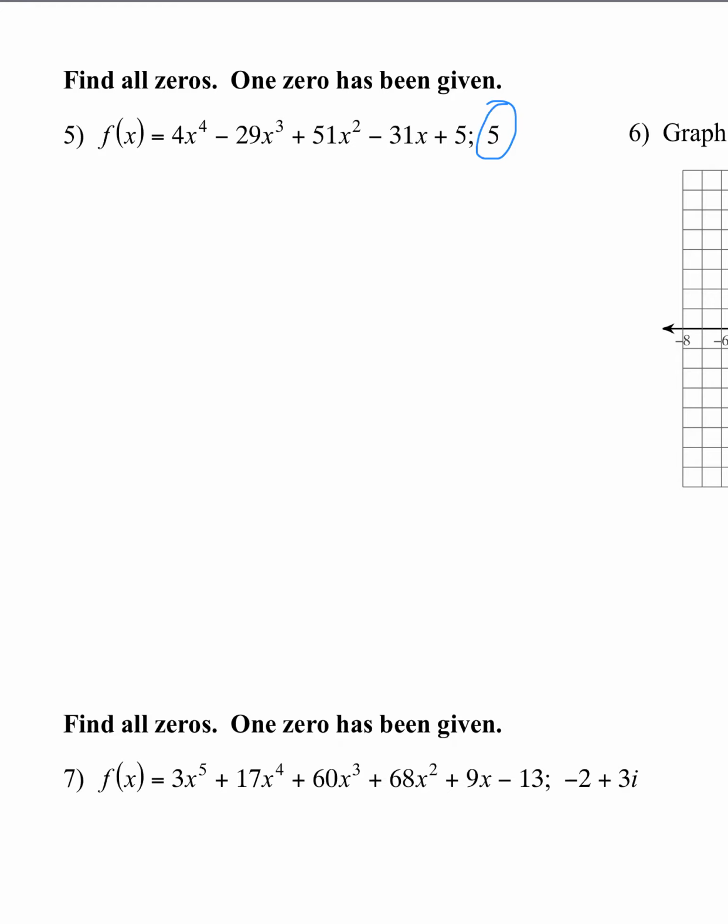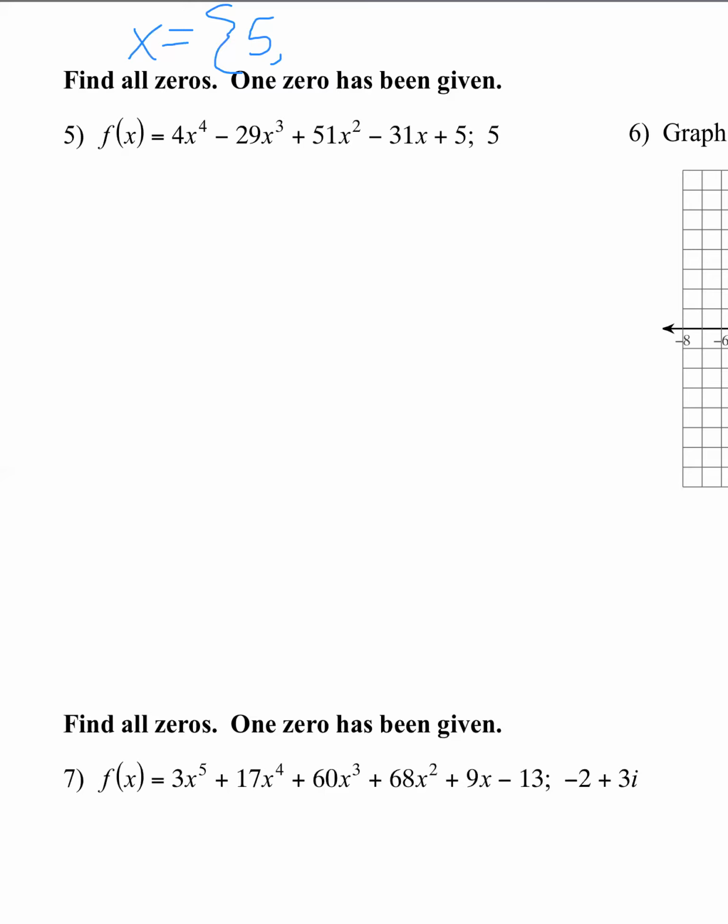4. Yes, because that's my degree. So because the degree is 4, that means there's going to be 4 total answers when I'm all done. So I already have one of them that they gave me. They gave me 5. So I just need to find the rest. So I can use the one that they gave me as a starting point.